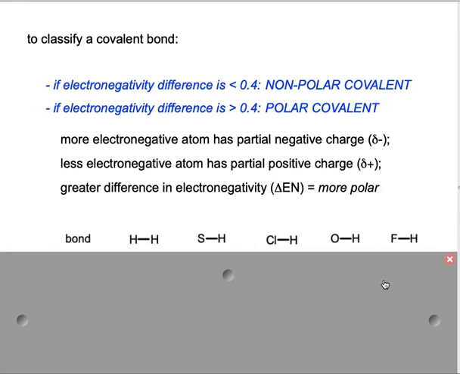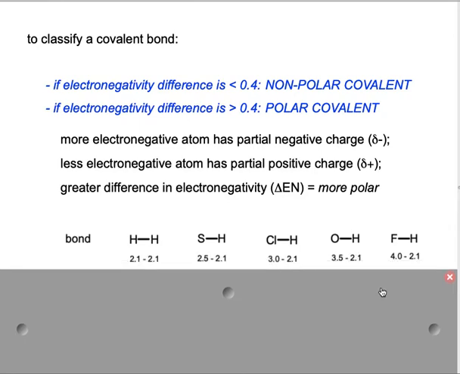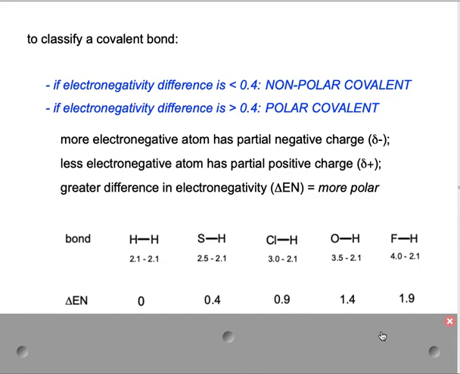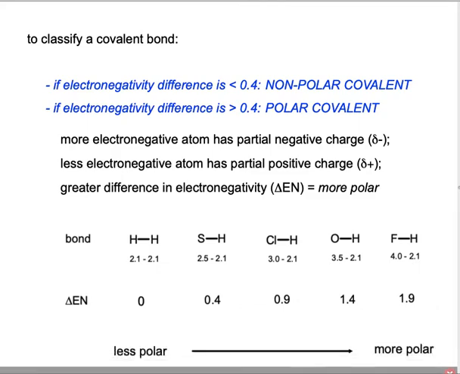So for example, if I look at these 5 chemical bonds between hydrogen and hydrogen, sulfur, chlorine, oxygen, and fluorine, we assign electronegativity values, we calculate the differences, and we can see that as the difference increases, the bond becomes more polar. H-H is nonpolar because the electronegativity difference is 0. The fluorine-hydrogen bond with an electronegativity difference of 1.9 is about the most polar bond you can have.